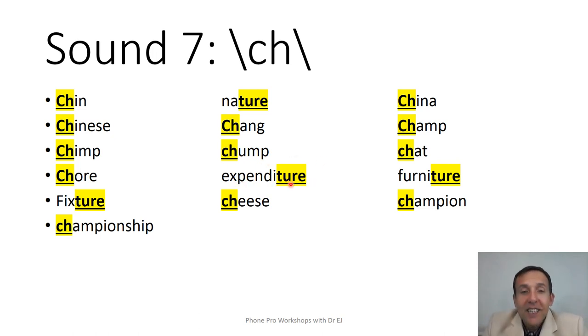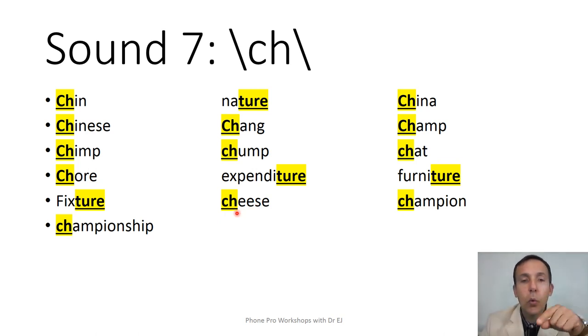Oh, surprise again, T-U-R-E. See, if you recognize the combinations of letters that produce a certain sound, every time you see that combination of letters, and it will repeat thousands of times when you speak every day, every week in English, you know the correct pronunciation. That's why the symbols are so important to learn. So, expenditure. Expenditure.